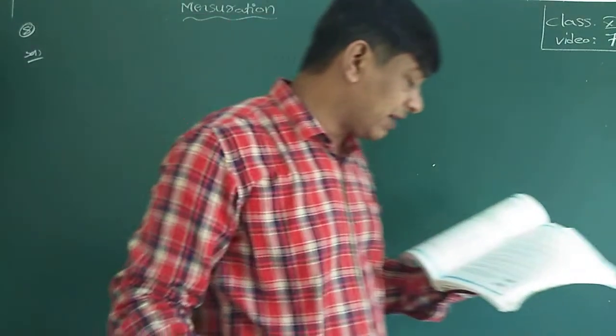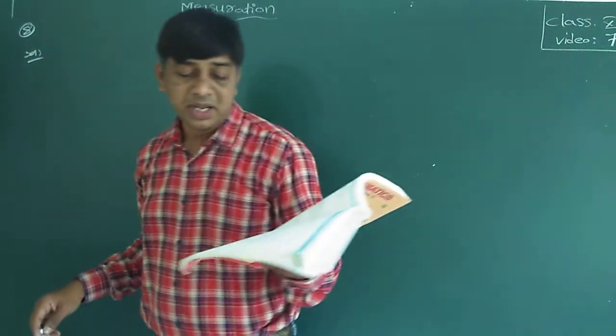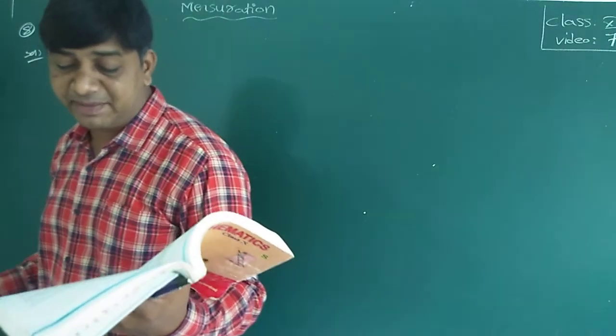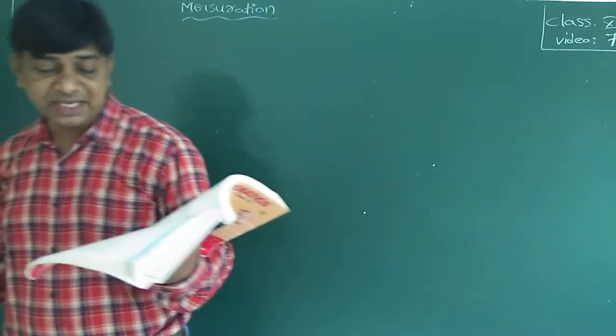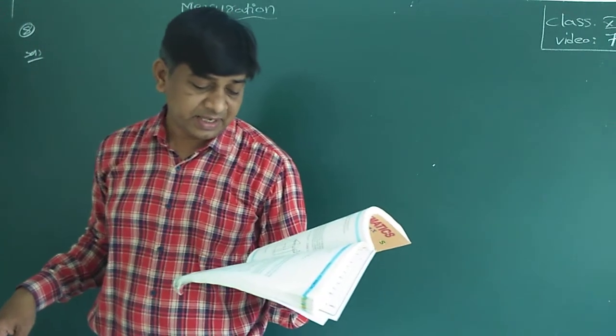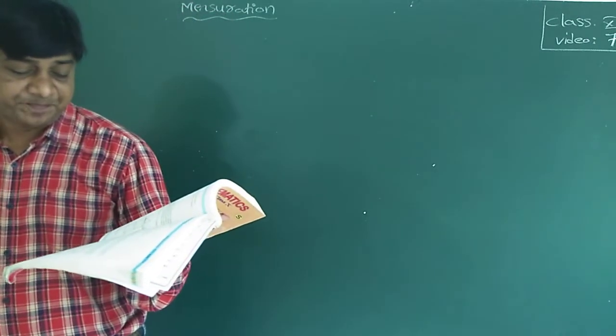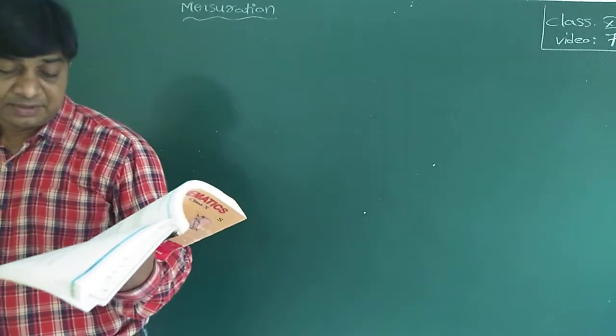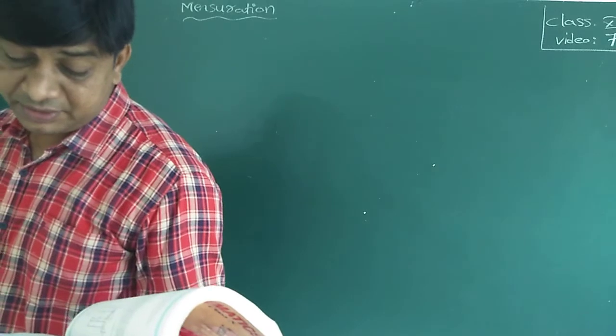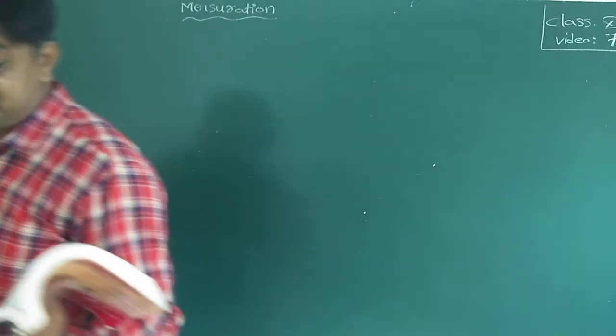A wooden article was made by scooping out a hemisphere from each end of the solid cylinder, as shown in the figure. If the length of the cylinder is 10 cm and its base is of 3.5 cm, find the total surface area of the article.